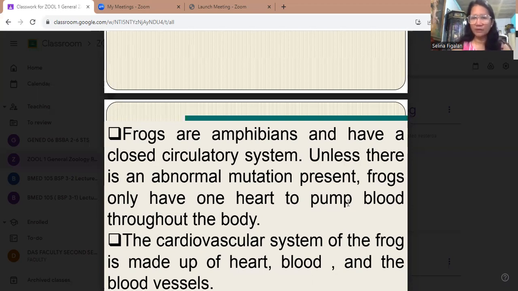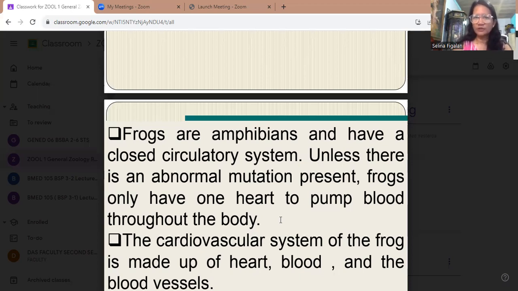But the difference between them and humans is that frogs have three chambers, while humans have four chambers. I will discuss the summary of your PPT tomorrow before we start with our laboratory. Okay, so the cardiovascular system of the frog.